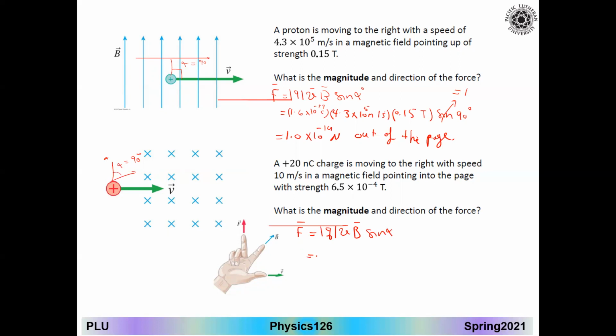So we have a charge of 20 nano, 10 to the minus 9 coulomb, times velocity 10 meters per second, and times magnetic field 6.5 times 10 to the minus 4 Tesla. If you calculate this, you will end up with 1.3 times 10 to the minus 10 Newton. And regarding the direction, it's pointed up. Okay, so this is the second example.